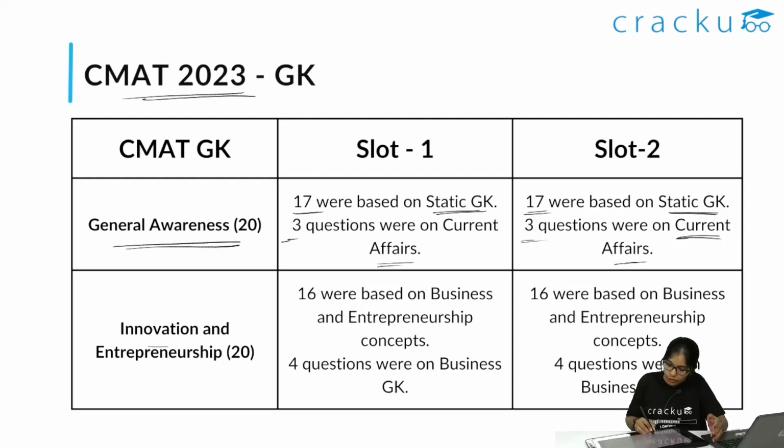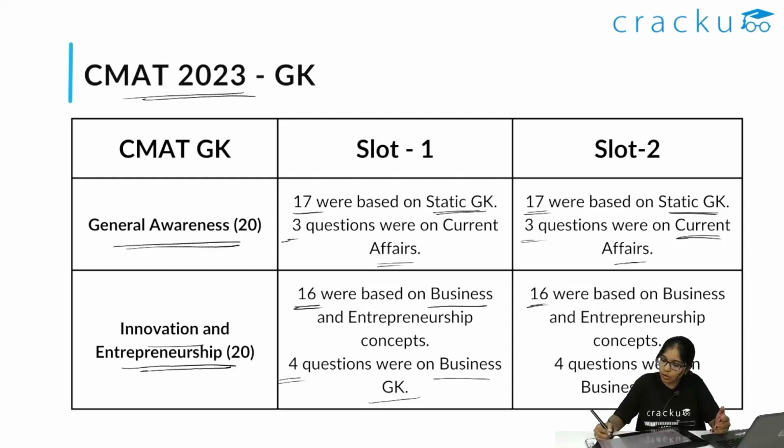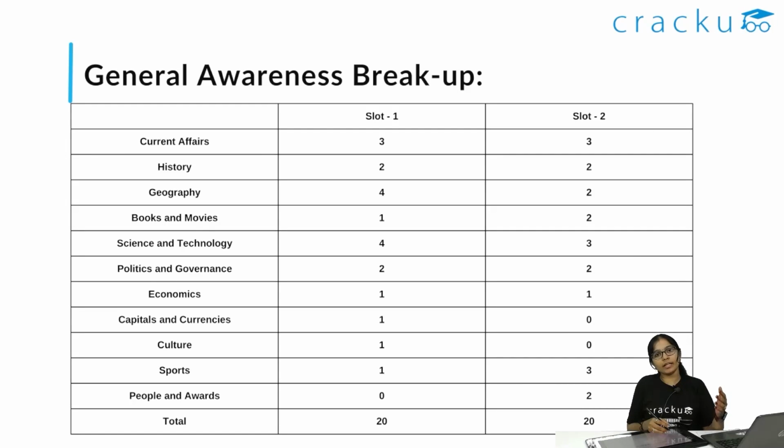Next, coming to innovation and entrepreneurship questions, we got around 16 questions from business and entrepreneurship concepts, that is the static innovation and entrepreneurship questions, and 4 questions on business GK. And that is the same with slot 2 as well. In slot 2 also we got around 16 questions from business and entrepreneurship concepts and 4 questions on business GK.